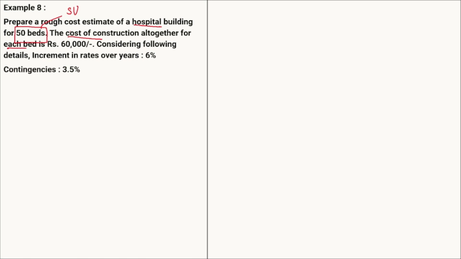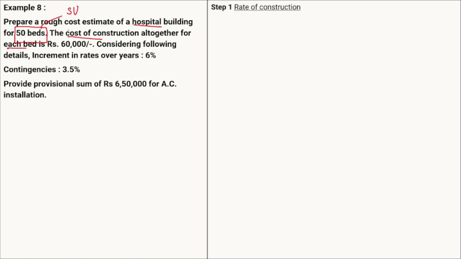So the first step is the rate of construction. Now here, as we know, for the proposed building only the service units are there, therefore we are going to use the service unit method. For the service unit method, the rate of construction is directly given as a service unit rate, that is 60,000 per bed. Here the cost of the construction altogether is given for each bed as rupees 600. So for each bed it is 60,000. So this is your service unit rate.